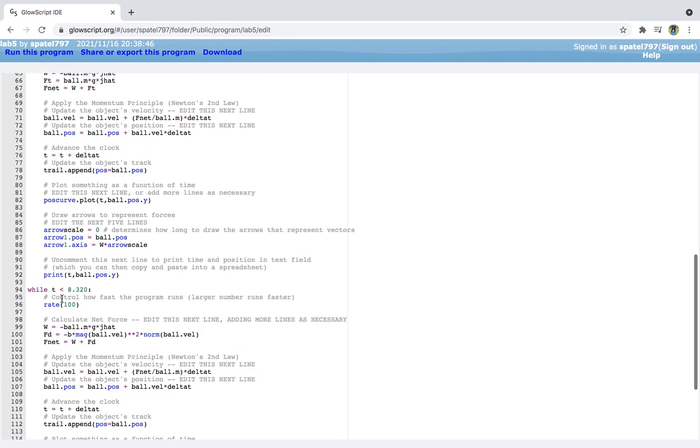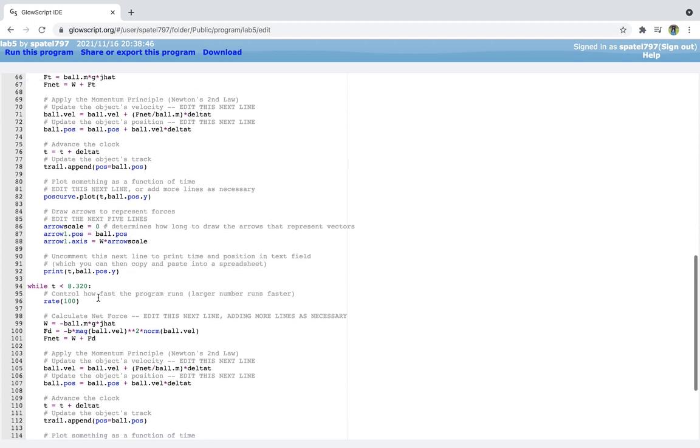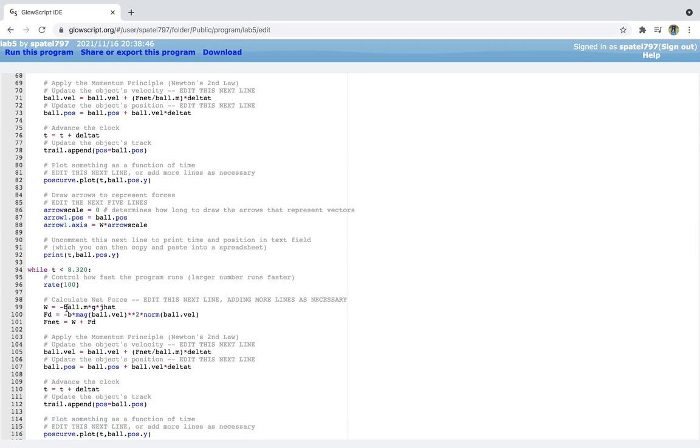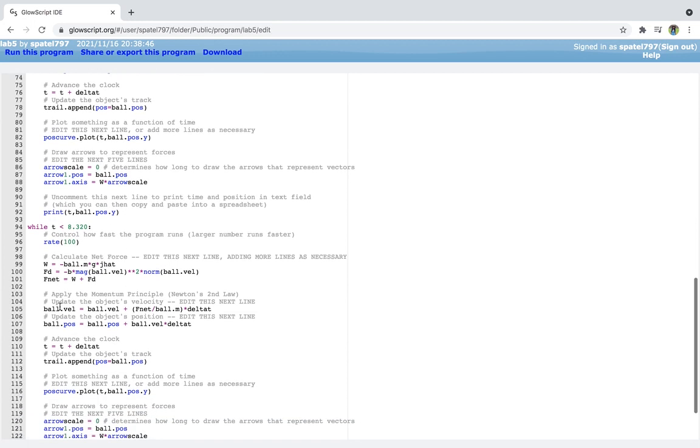Next, at this point, while time is less than 8.32 seconds, we have established the drag force as Fd in place of the tension, as we mentioned above, and we also have the weight of the slinky, and we'll discuss this in further detail later. And then again, we have Newton's second law applied here, with the final velocity equal to the initial velocity plus F net divided by mass times the change in time, and final position equal to initial position plus the ball's velocity times the change in time.